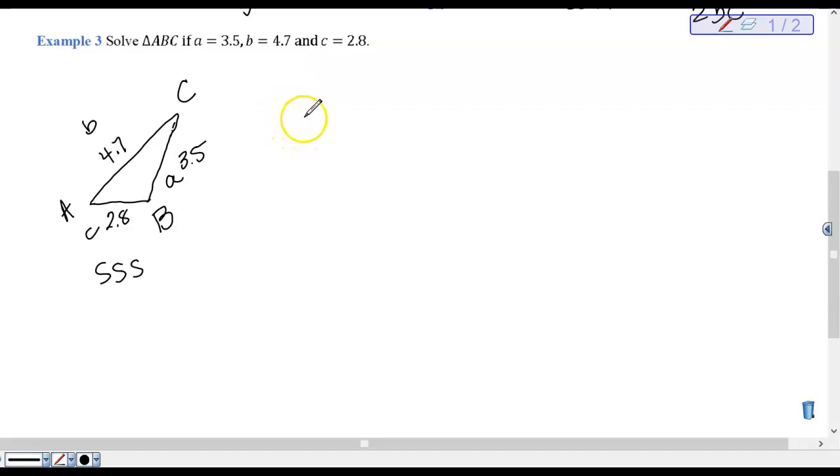Let's see. So I'm going to go ahead and find angle C. So remember that we're looking for angle C, so I'm using the modified version. Cosine of C is equal to, remember that we're subtracting C squared. So that would be a squared plus b squared minus c squared over 2 times a times b. All right, so now I'm going to substitute those values in.